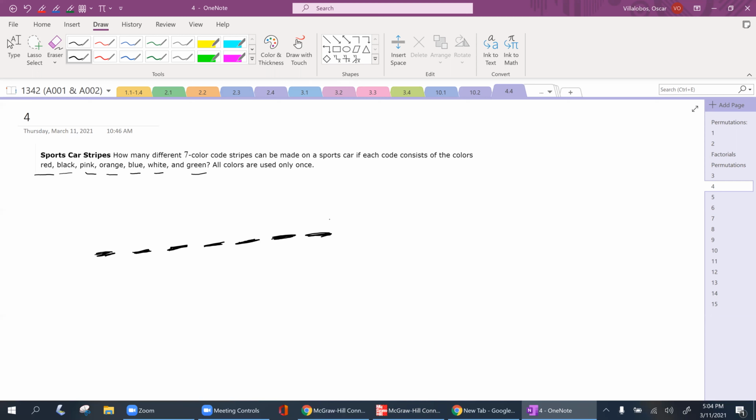Now I need to look at my color options: red, black, pink, orange, blue, white, and green. Those are 7 colors. So I know it's going to start with 7. And since these colors can be used only once, this is going to be brought down in a chain. And hey, this is just 7 factorial. When you plug 7 factorial into your calculator, this gives me 5040. Very, very nice.